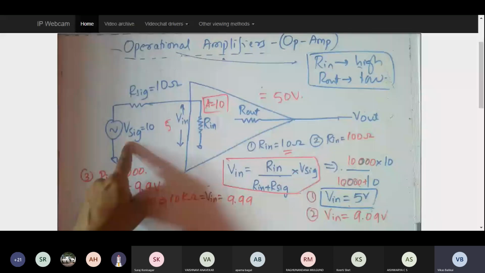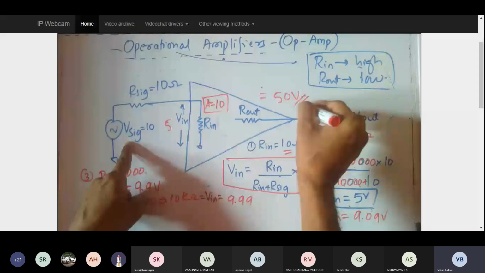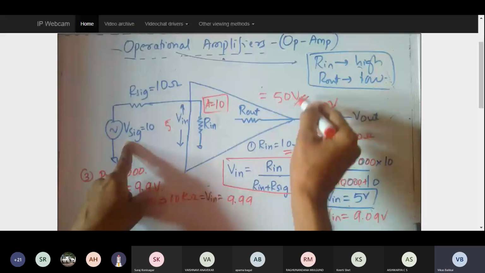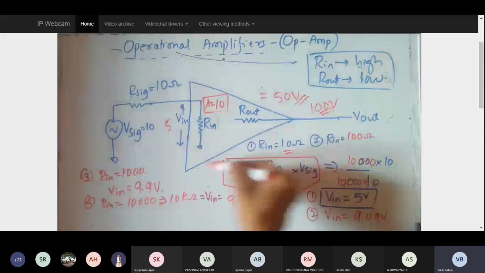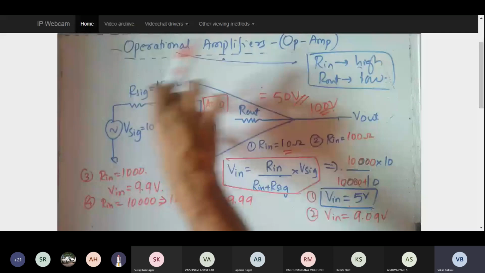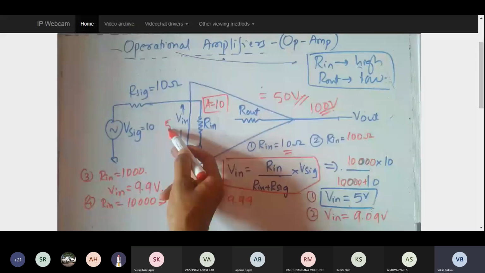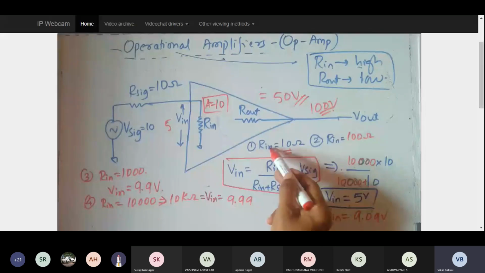But what was expected? I was expecting 100 volts. Why did I get only 50 volts of gain? Because this amplifier is considering whatever voltage it is getting as input. It is getting only 5 volts as input because Rin is less. And in order to avoid this, I increase this Rin from 10 to 100.